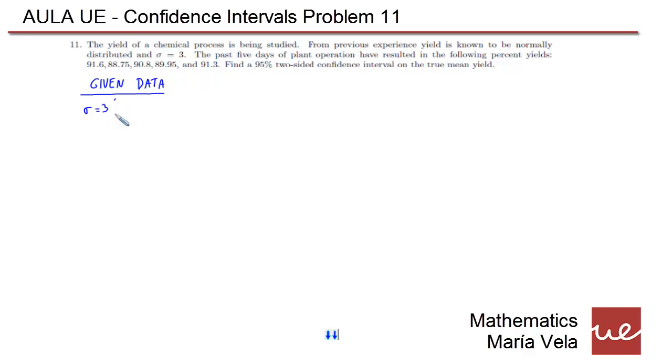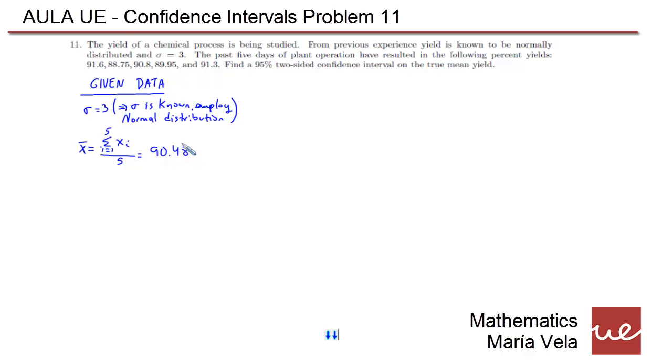In this case, we just copy first of all the given data. We are given the value of sigma equal to 3, so sigma is known, and we have to employ the normal distribution. That is the formula for computing the confidence interval for mu when sigma is known. We can also compute the mean of the sample just by adding the values and dividing by 5 because we are given 5 different values, and we get 90.48.